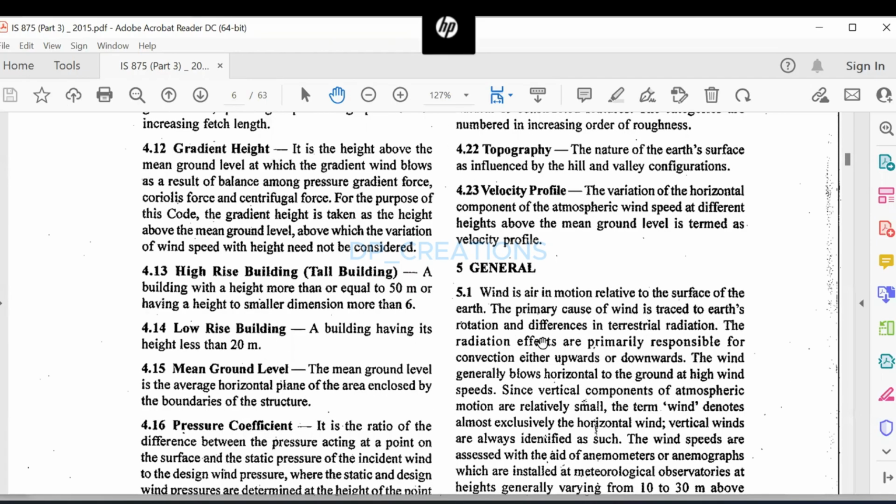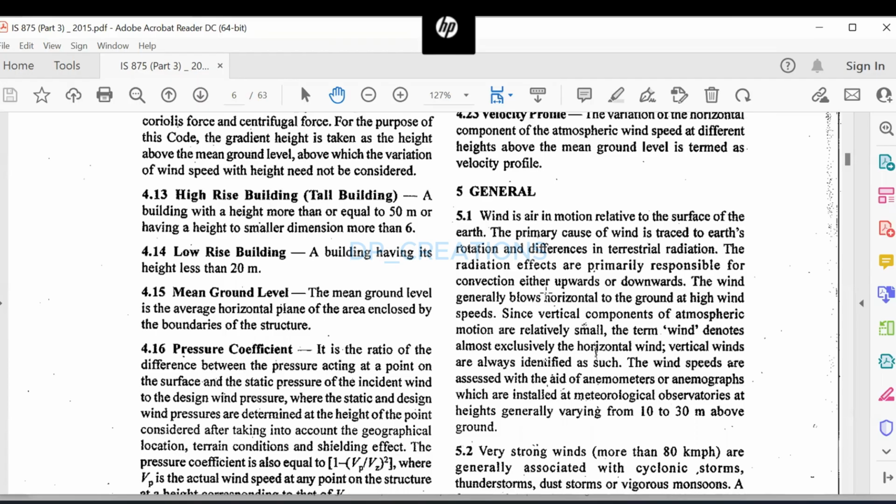Okay, now what is a high-rise building? Very commonly you are asked about this, so be clear about it. High-rise building or tall building: a building with a height more than or equal to 50 meters, or having a height to smaller dimension ratio of more than 6, is called a high-rise or tall building. 60 or more than 60 stories, you can call a tall building. Also, notwithstanding 50 meters, if your height is more than 6 times the smaller dimension.